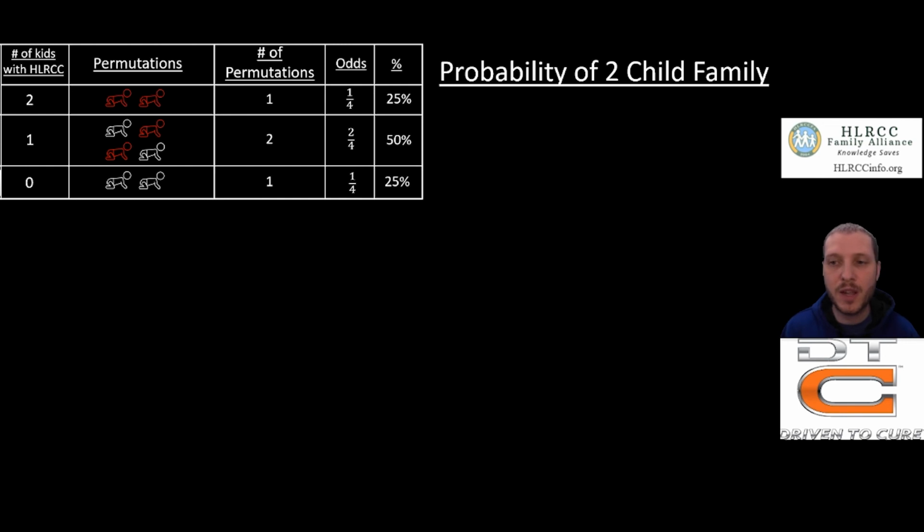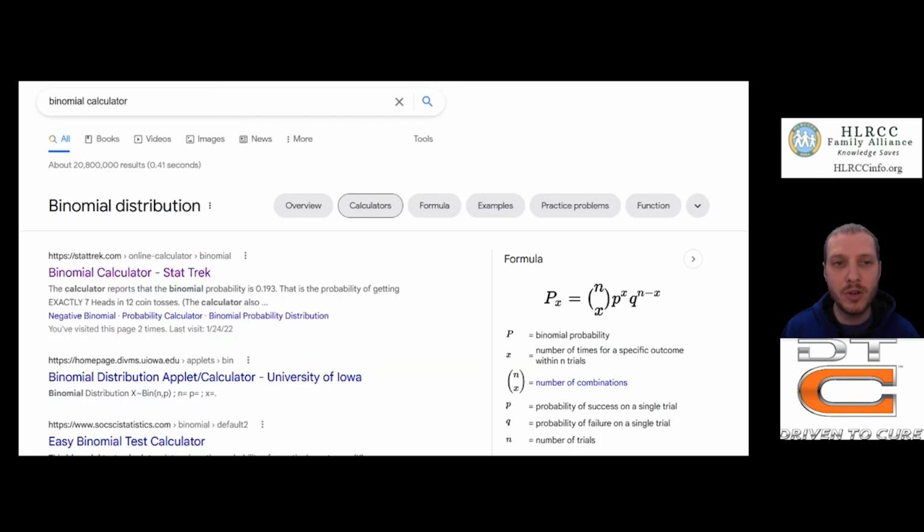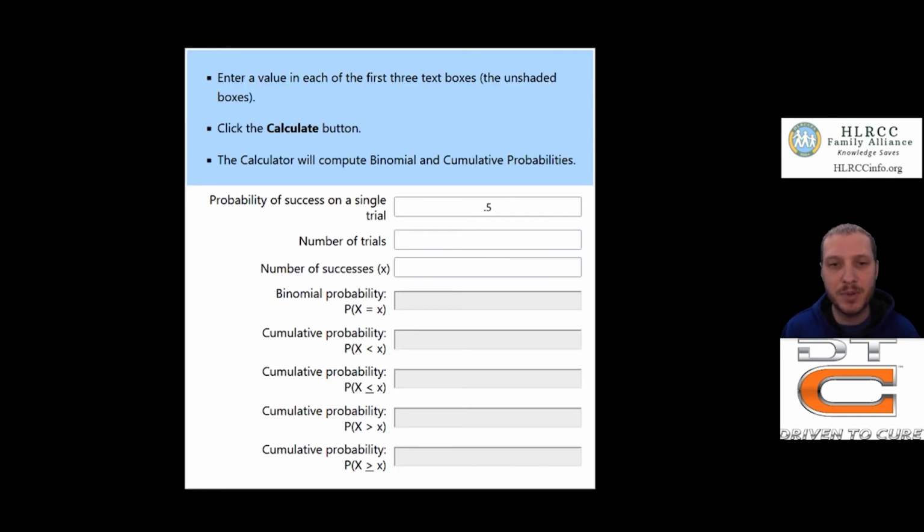But if you just want to look this up on your own, you can Google a binomial calculator, because that's the type of probability we were doing. You'll notice there's this kind of complicated formula where you can plug in all the different numbers, but that's totally unnecessary because the calculator allows you to just input the data directly. So here in the first input box, it's asking for the probability of the success of a single trial. So it's asking what's the probability of each child being born with HLRCC, and that's going to be 50%, so we'll put a 0.5 there.